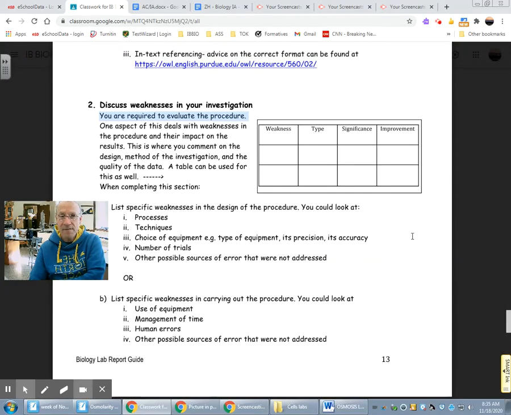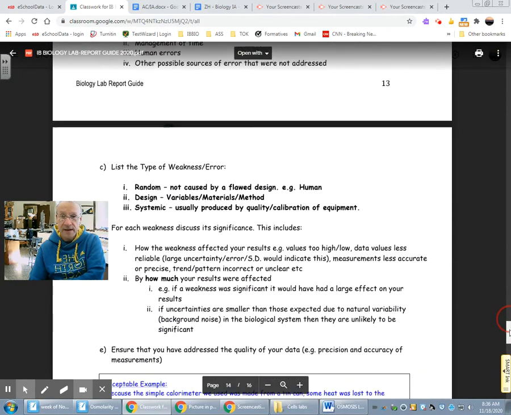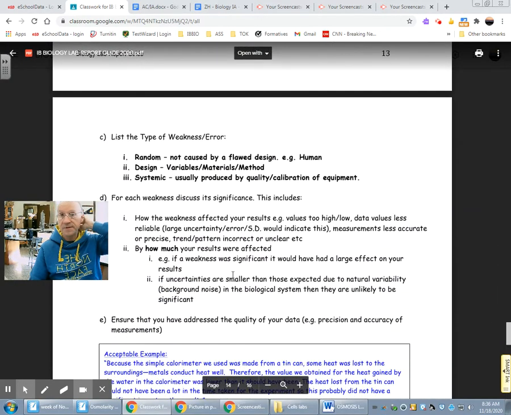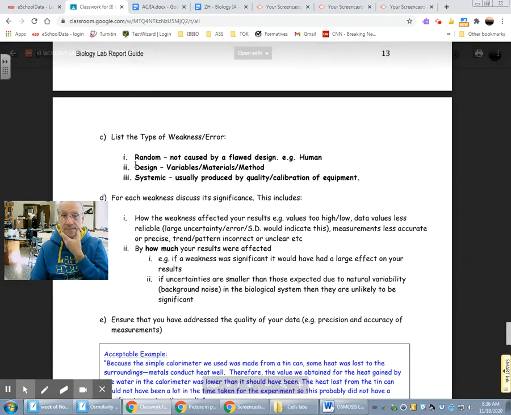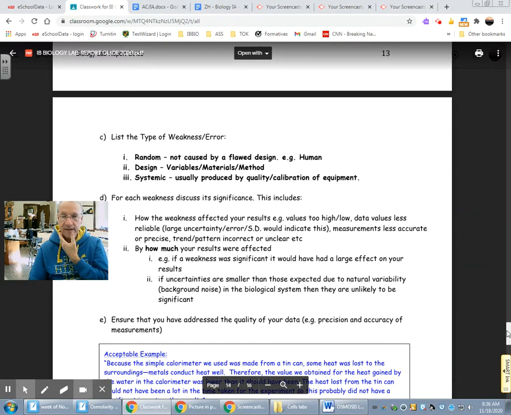So you say type of error, we just keep reading, and in IB, lab error comes in 3 types: random, design, and systemic, which should be stated in your paragraph for that lab. Then you discuss its significance. So right now, what is the lab evaluation point you're making? What is the type of evaluation point? Random, design, or systemic?